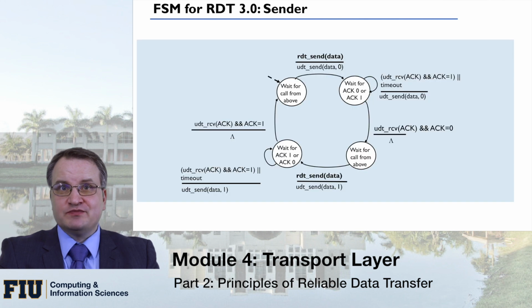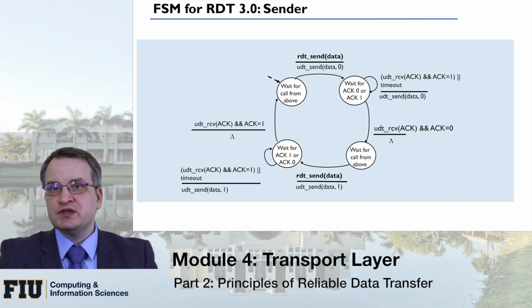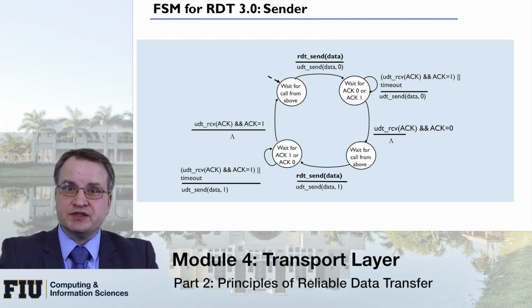Okay, now let us see all this complicated stuff. We already see there are more than 2 states now. Now we have 4 states. These 4 states represent some kind of initial state, waiting for the call from above. As soon as the application gives you data to send, you create the packet with sequence number 0, and move into the state where you're waiting for the acknowledgement for sequence number 0 or sequence number 1.